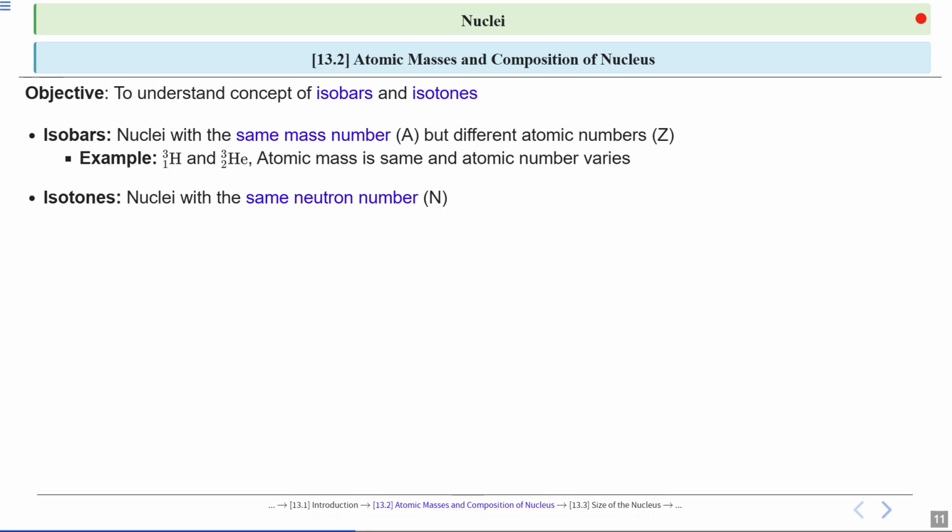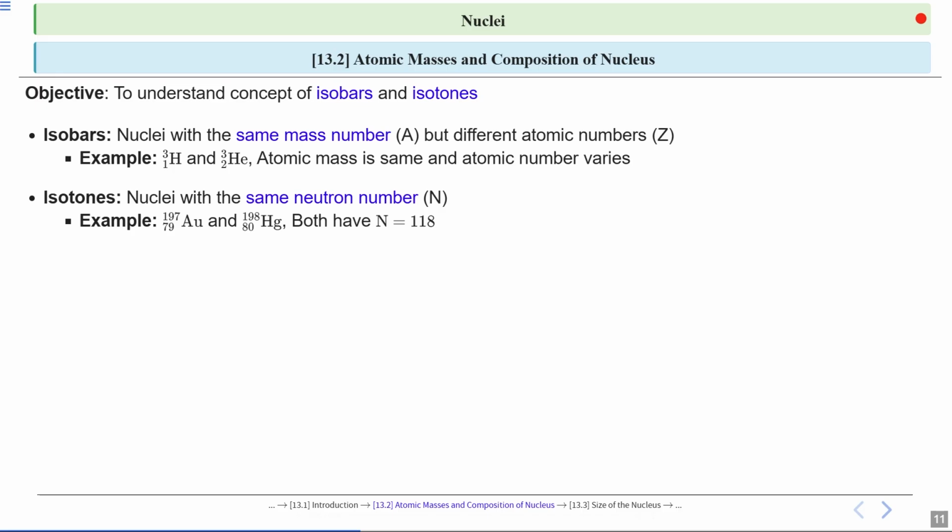Now let's move on to the isotones. Isotones are nuclei that have the same number of neutrons, which we call N, but different numbers of protons and mass numbers. This means that even though the elements are different, the number of neutrons inside their nuclei is exactly the same. For example, gold 197, written as Au-197 with 79 protons, and mercury 198, written as Hg-198 with 80 protons.